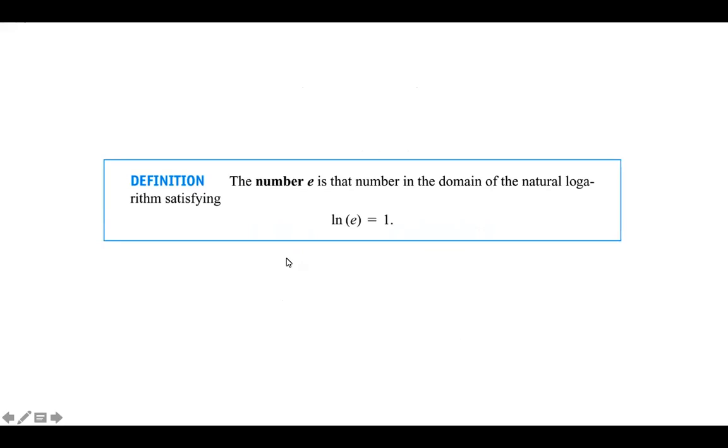All right, let's talk about the number e. You've seen this number before. The number e is that number in the domain of the natural logarithm satisfying natural log of e equals 1.